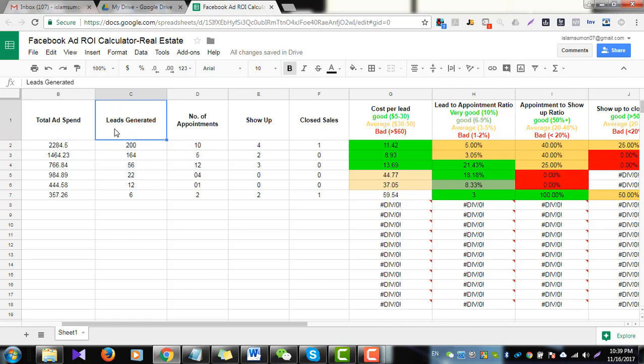The four remaining columns are the steps: you spend some on ads, then that will generate some leads, you will try to get an appointment with them, a certain percentage of them will show up, and then you'll try to close the sales.